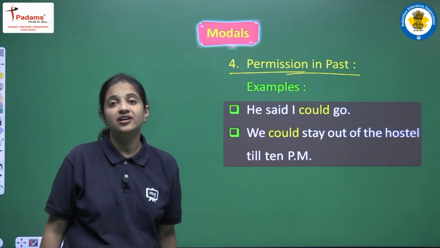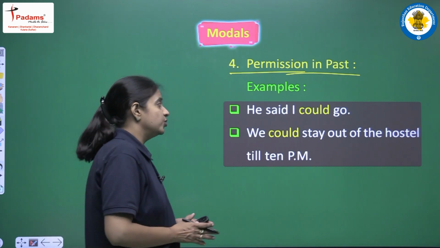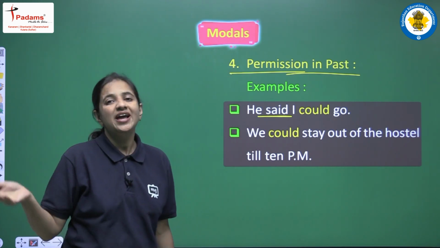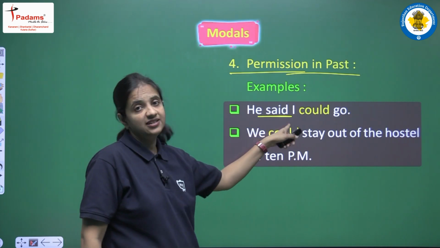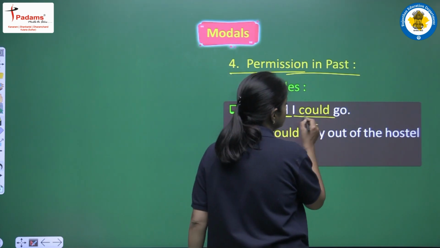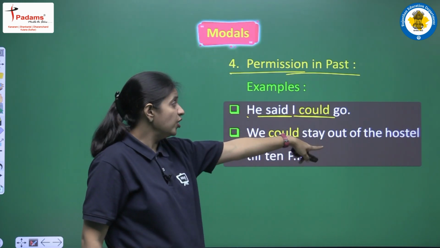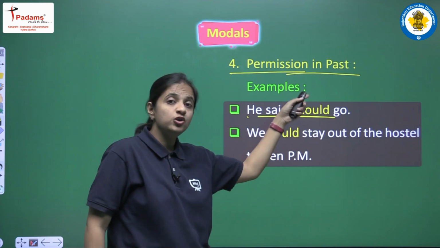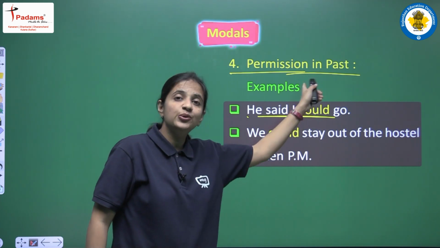Again here you have to be very careful. You have to observe the tense. Here we have "he said". Said is the second form, and second form means past tense. This is the reason we are using could, and here it means permission. He said I could go means he gave the permission to go, right?